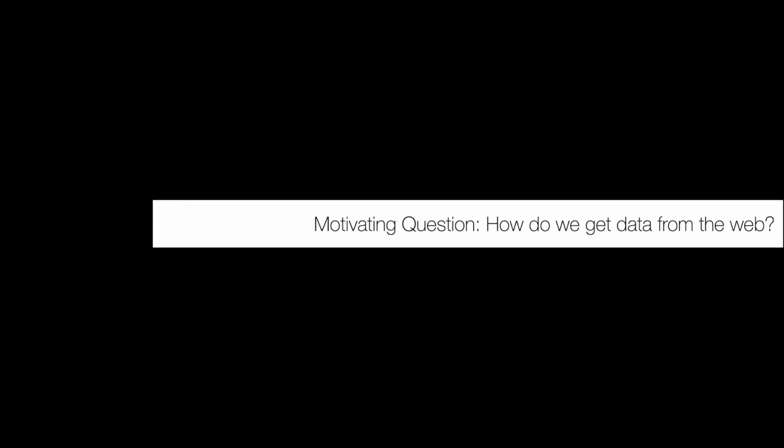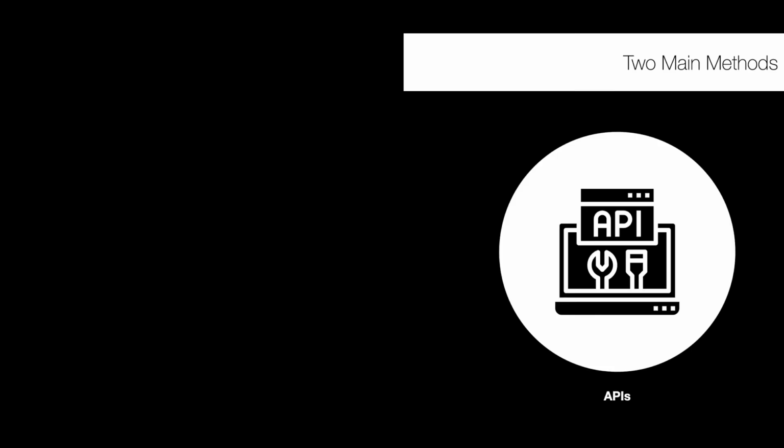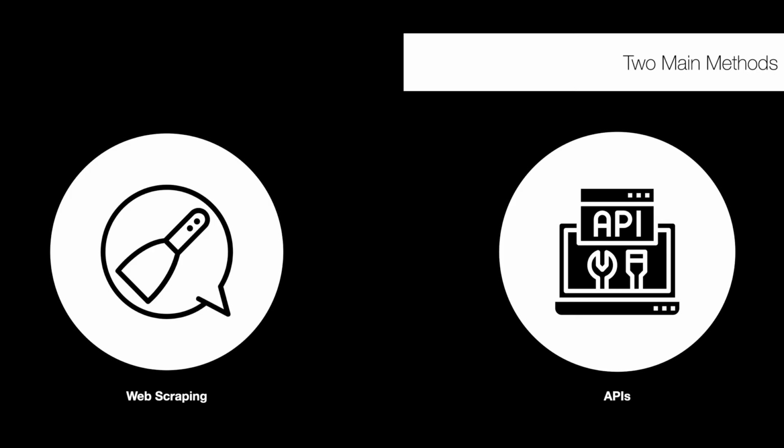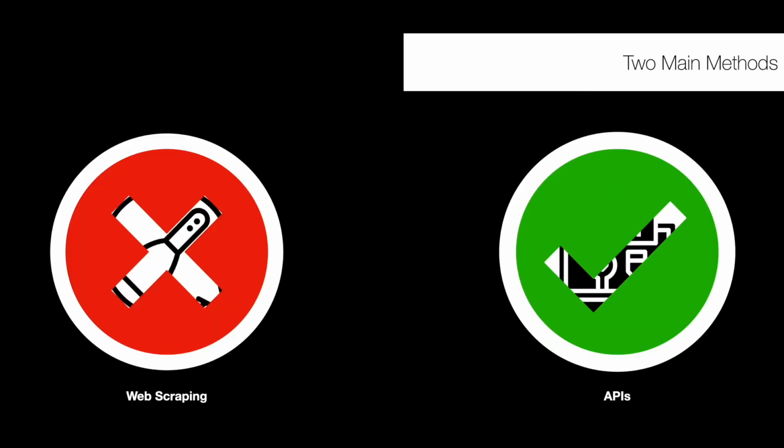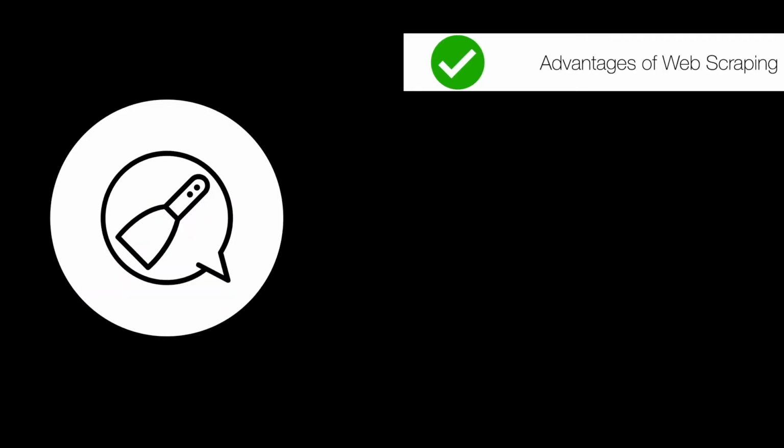So the motivating question for this segment is really about how we get data from the web. Now there are two main methods that we can talk about. The one of primary interest is the use of APIs, but there's also web scraping. So I'll talk briefly about web scraping first, but I'll note that web scraping is generally the less preferred thing for us to use. So some advantages of web scraping as opposed to APIs.